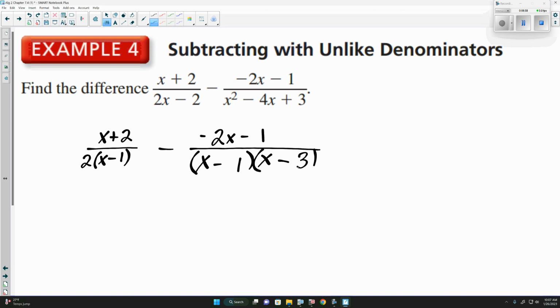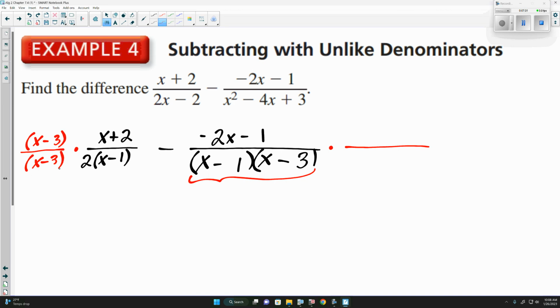So now we need to make the denominators be the same so that we can subtract. Which one do we want to start with first, the one on the right or the one on the left? Left. So we have 2 times x minus 1. What does the one on the right have that the one on the left does not? X minus 3. So we're going to multiply top and bottom by x minus 3.